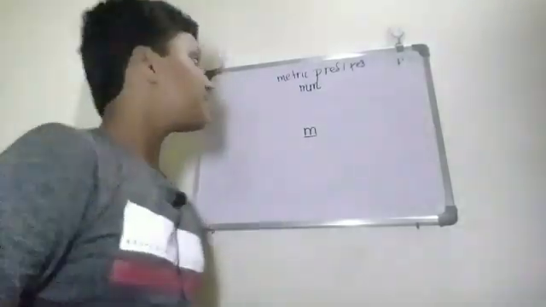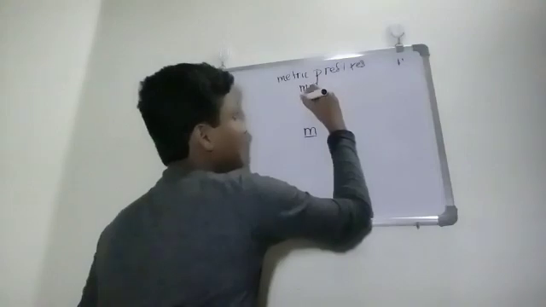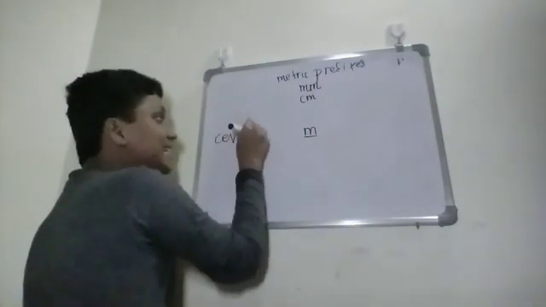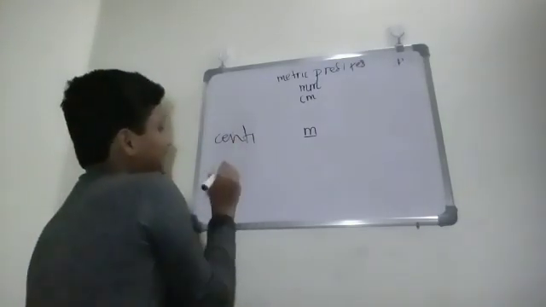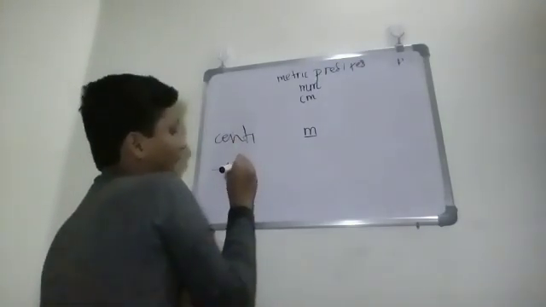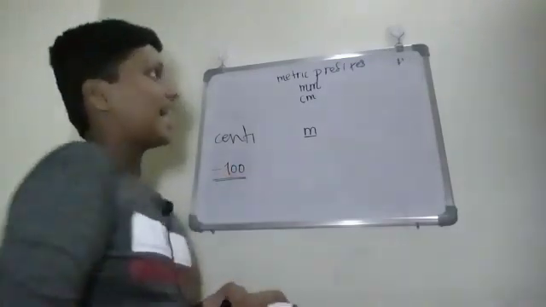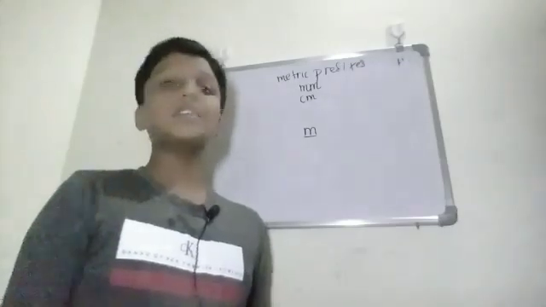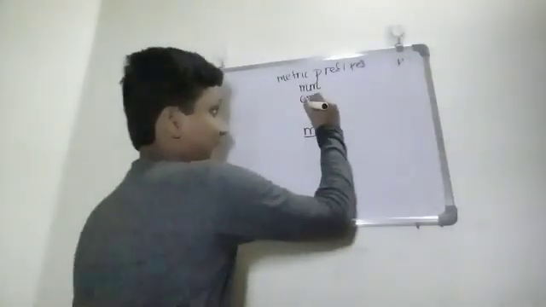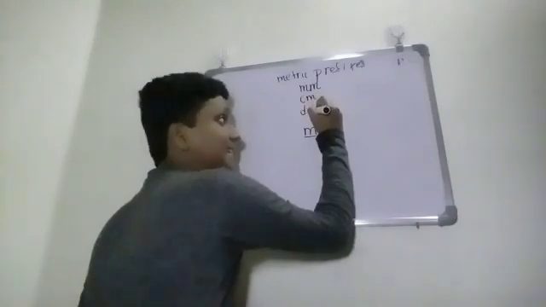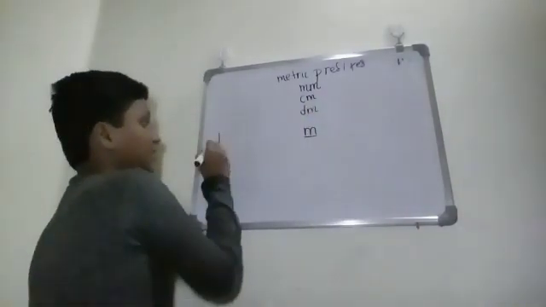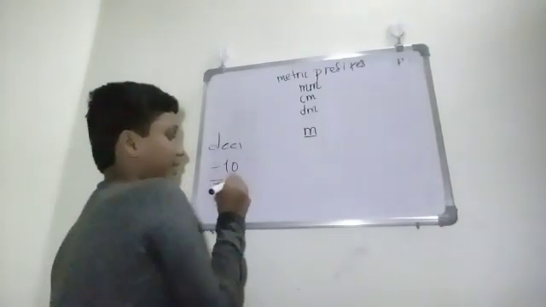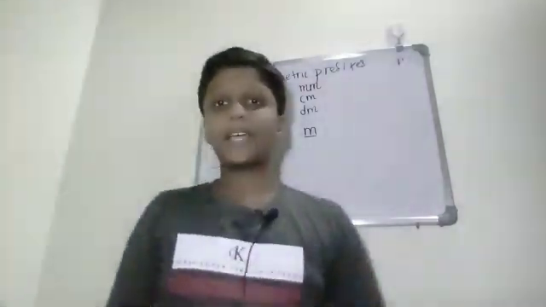The next metric prefix is centi. Centi means division by 100. The next metric prefix is deci, as in decimeter. Deci means division by 10.